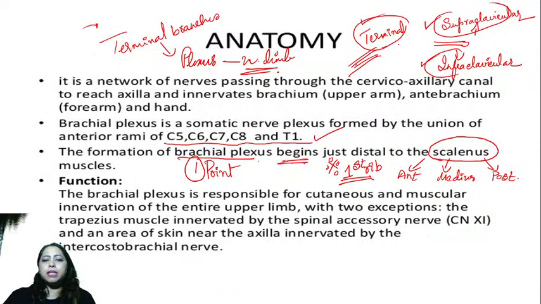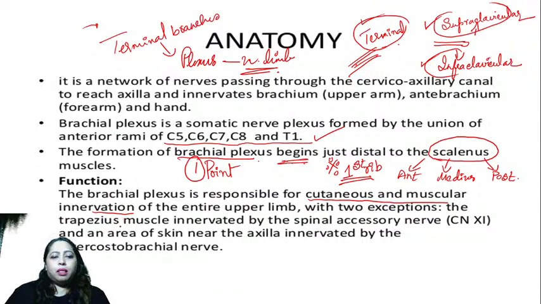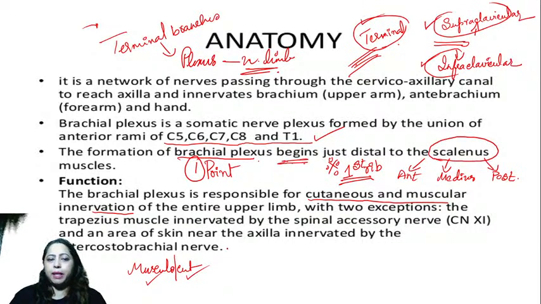Now the brachial plexus is responsible for both cutaneous and muscular innervation. That is very important. It is not just muscular. It also forms a lot of cutaneous branches. For example, the musculocutaneous nerve, the name itself tells you. Here you have muscle supplied by it, and then you have skin that is supplied by it.